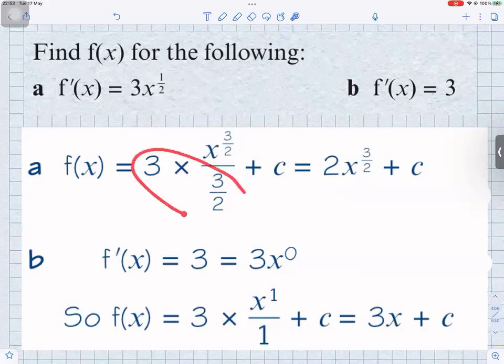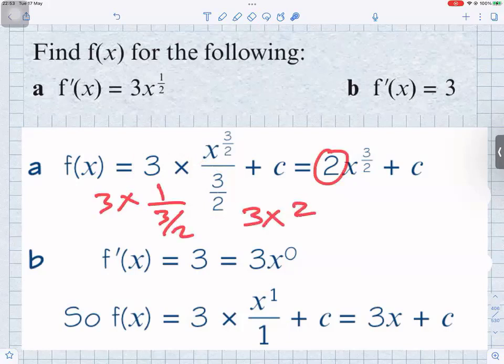And when you simplify this with your calculator, you will get 2. 3 times 1 over 3 over 2 is the same as 3 times 2 over 3, and the 3 will cancel, and you're left with 2x to the 3 over 2 plus c.